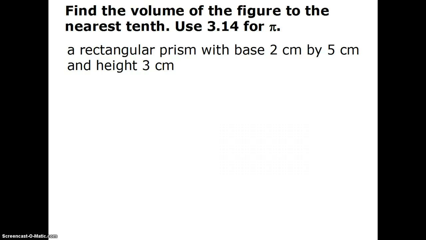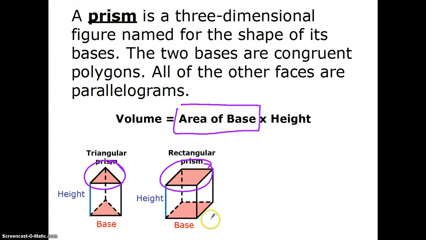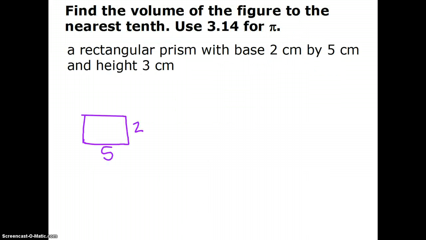So here's your first example. You're doing this in your notebooks. This is a rectangular prism with a base 2 centimeters by 5 centimeters. So I'm going to draw that: 2 centimeters by 5 centimeters and a height of 3 centimeters. Remember, a rectangular prism kind of looks like this one over here. So you don't have to be artists. Kind of make it look 3D a little bit. And I'm not very good at this. Something like that. And then the height is 3.